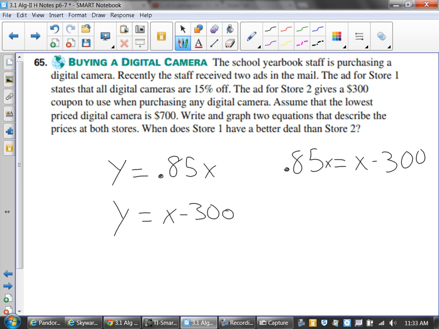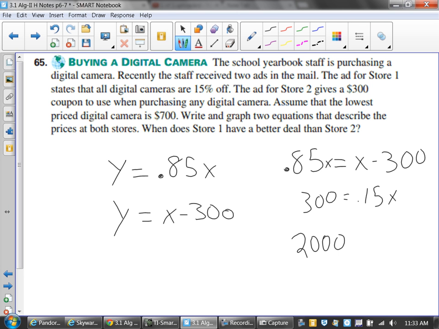Since they both equal this, you have to figure out what they equal. They're going to equal the same amount. The overall cost is... Set it up. You get 300 is 0.15 x. When you divide that out, you get $2,000. So $2,000 is the break-even point for both stores.